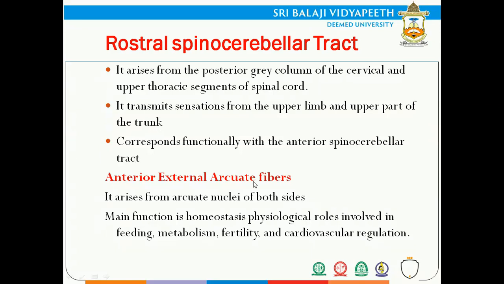Anterior arcuate fibers arise from the arcuate nuclei of both sides. Main function is homeostasis of physiological role, and it is involved in feeding, metabolism, fertility, and cardiovascular regulation. What is homeostasis? Homeostasis means bringing up a normal stability in all the physiological functions.